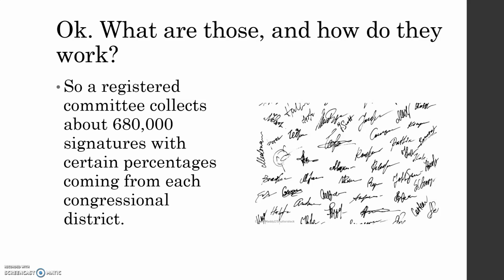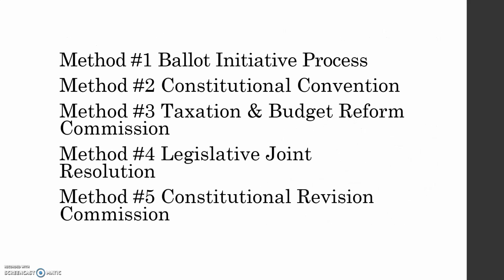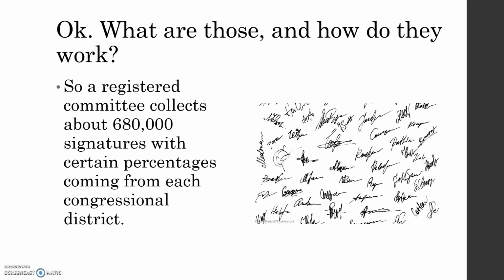Basically they all work very similarly, although they are different in how you start them. Long story short, a registered committee collects about 680,000 signatures. It's 680,000 signatures right now because of our state's population. And certain percentages have to come from each congressional district, meaning if there are 27 congressional districts in Florida, you can't just get 680,000 signatures in Miami, where you can find plenty of people to sign it. You have to get the other congressional districts involved, and it has to be percentage based. What does that mean in English?